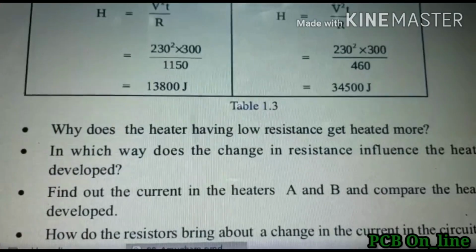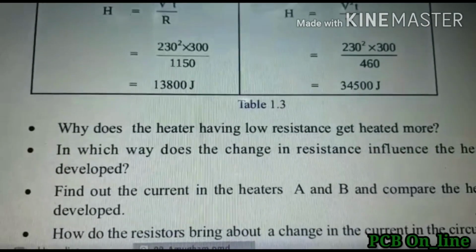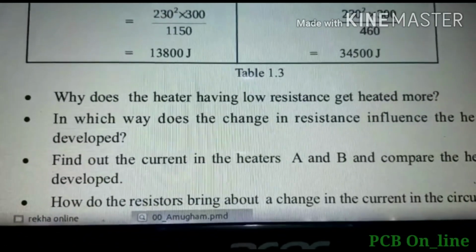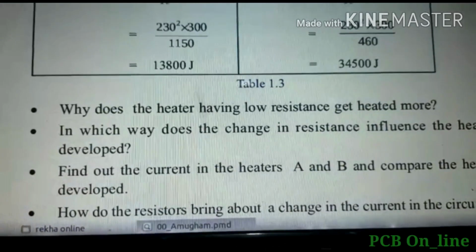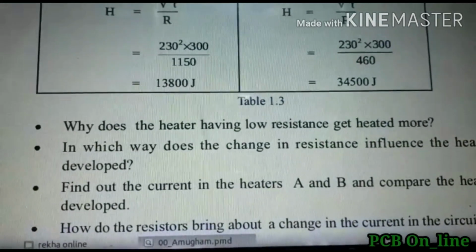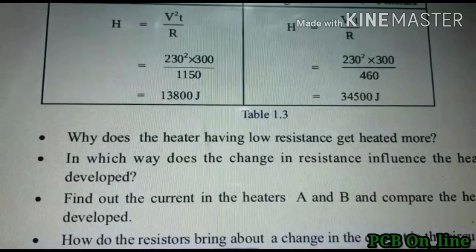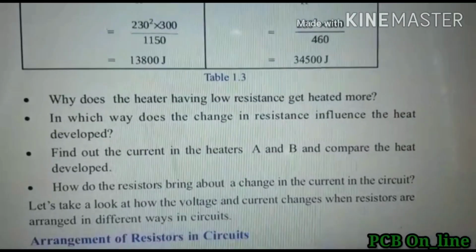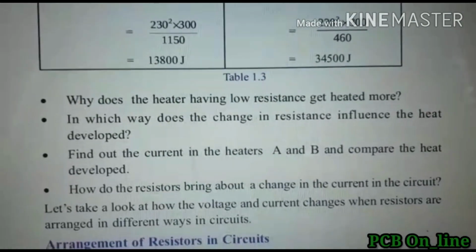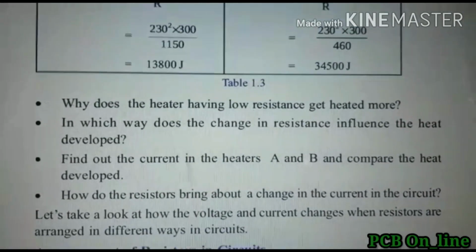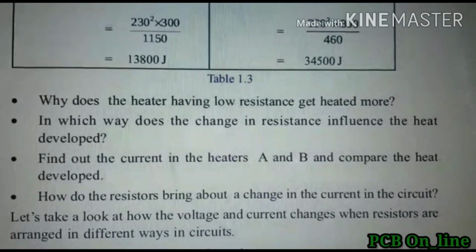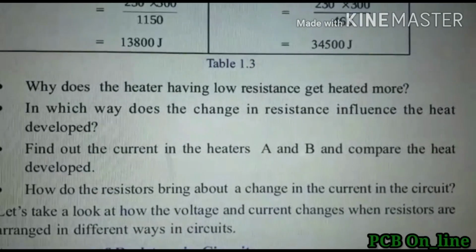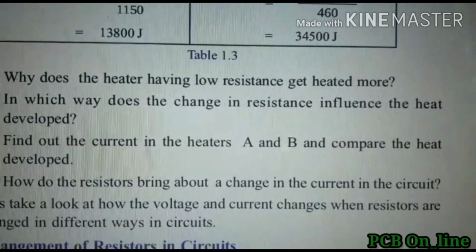Now, several questions are given. Why does the heater having low resistance get heated more? What is the reason for its more heat? If resistance is less, then we know that more current will flow through it. The second question is, in which way does the change in resistance influence the heat developed? As the resistance is low, the current through it will be greater and the heat energy generated will be greater.